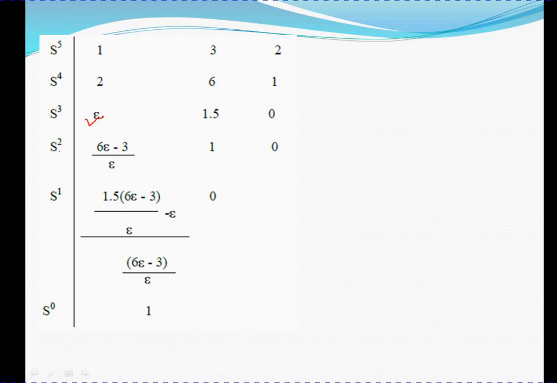Now we need to complete the s^2 row. Here the first element will be (6 epsilon minus 3) divided by epsilon. The second element will be (epsilon minus 0) divided by epsilon, so we are going to get 1 back.